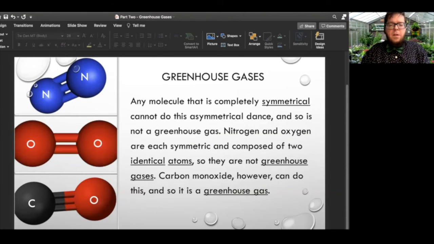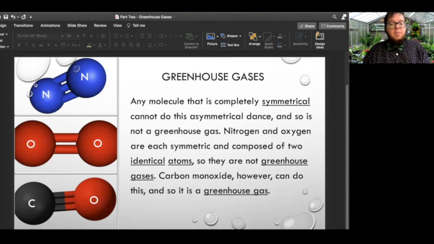So here we have the ones that are made of 2 atoms. Okay, so nitrogen, N2, O2, and CO, right? Any molecule that is completely symmetrical, composed of the same atoms, is going to have the same amount of charge on one atom as it does on the other. And so it cannot do any kind of asymmetrical dance. I'll show you coming up what it can do, and it isn't asymmetrical.